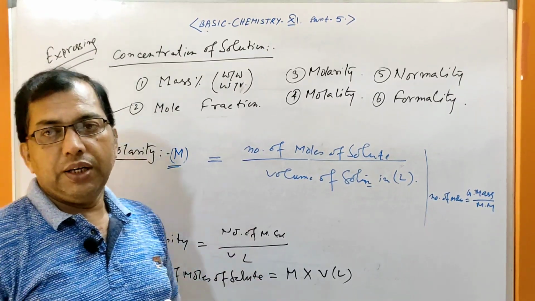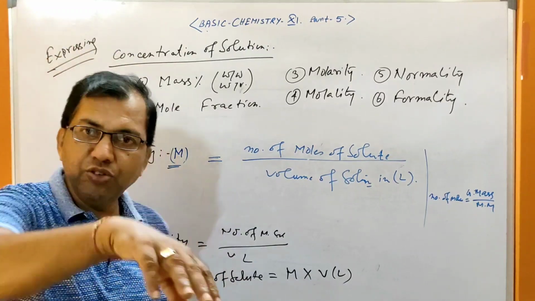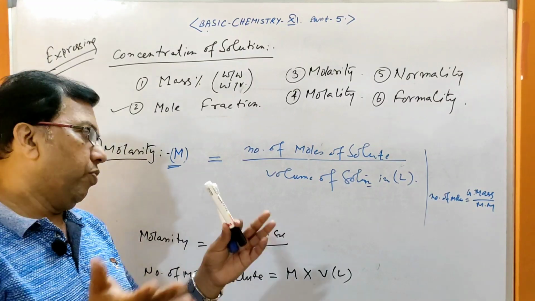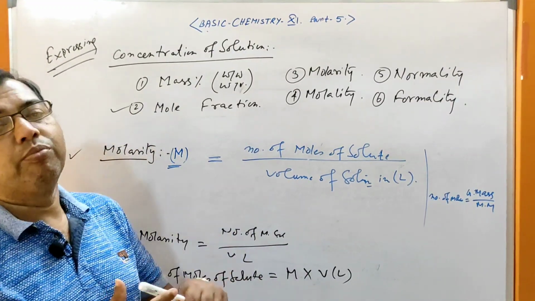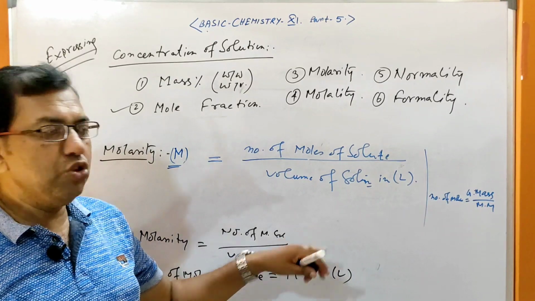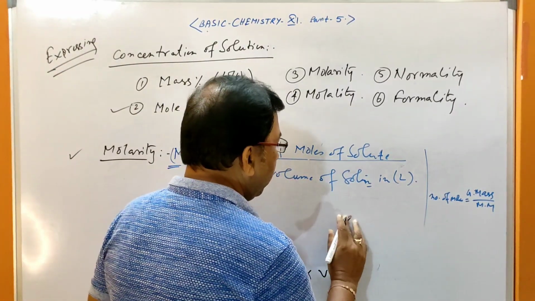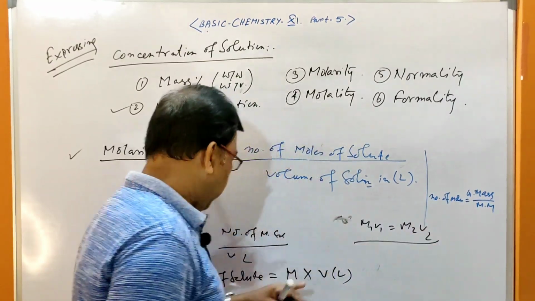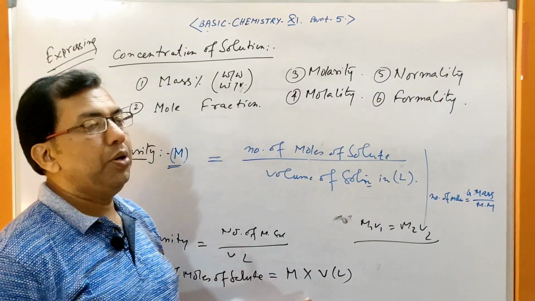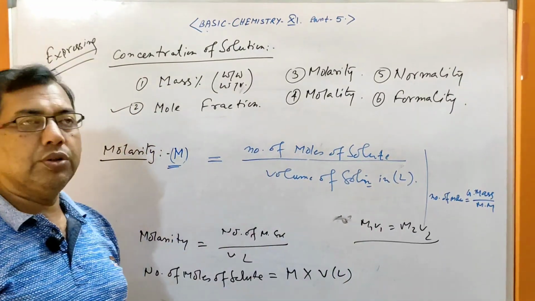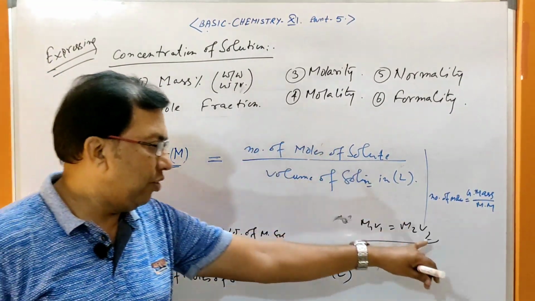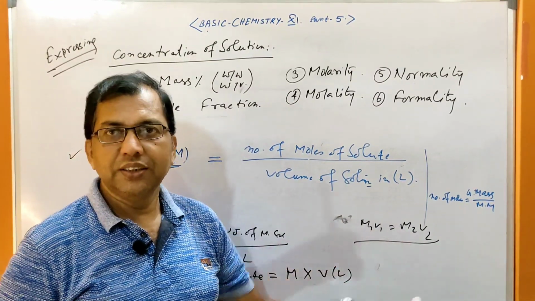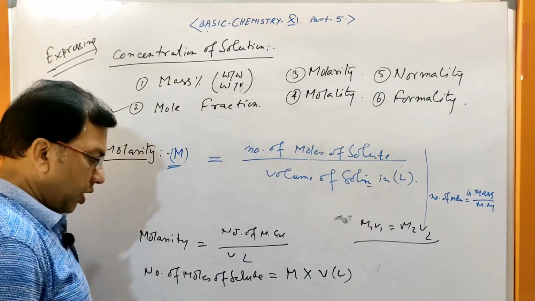M1 is the molarity before dilution. What is M2? Molarity after dilution. V1 is the volume before dilution, V2 is the volume after dilution. In case of dilution, what we know is M1 V1 equals M2 V2. So the number of moles of solute is M into V: number of moles before dilution and after dilution, volume before dilution and after dilution. Okay.